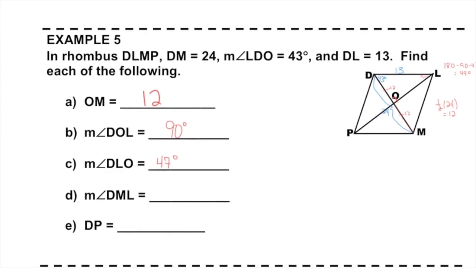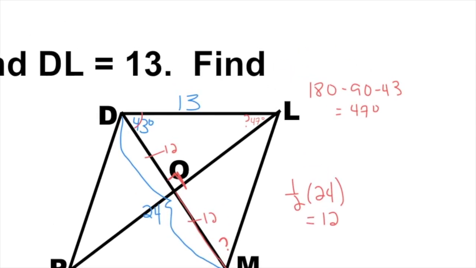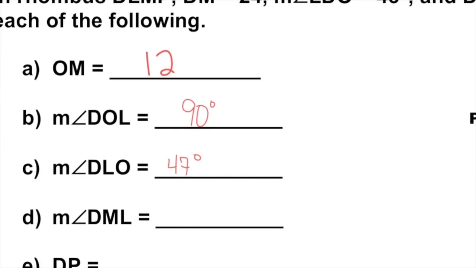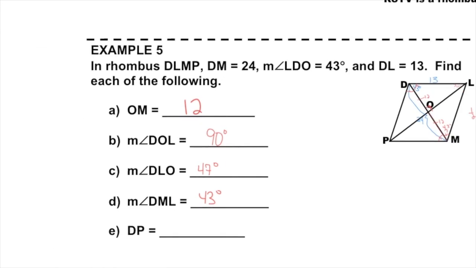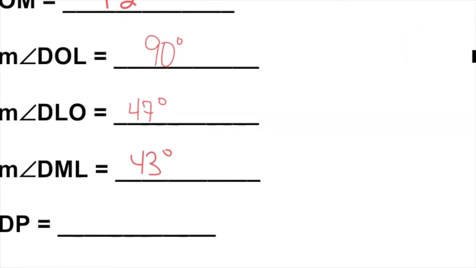The next one asks for DML, which is this angle right here. Well, if I look back at my front page, it's actually fairly obvious. I know that this angle and this angle are congruent to each other, but they're also congruent to these angles, which makes that 43 degrees as well. And then it wants the length of DP. Well, that's really easy too because all sides are congruent. So if DL is 13, then DP is also 13.